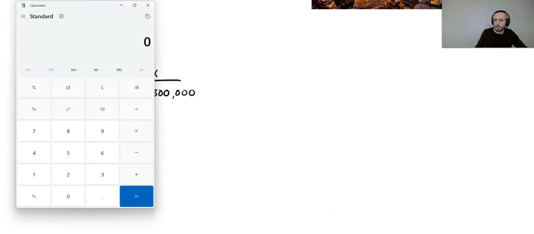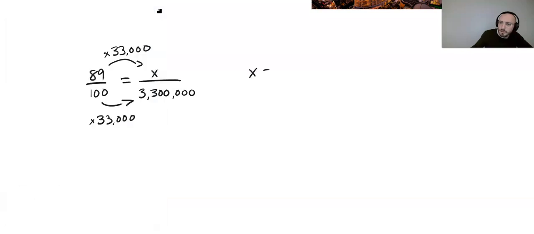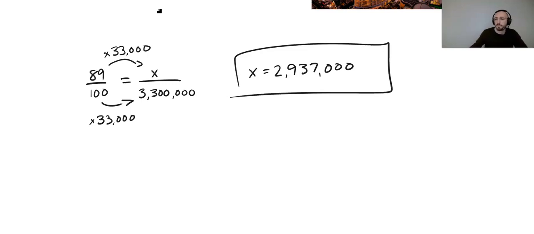So let's do that real quick. 89 times 33,000 gives me 2,937,000. So we know that X equals 2,937,000. So that's how many people living in Dubai are expats. So if this sample is indeed representative of our total population, then we can safely say that approximately 2,937,000 people in Dubai are going to be expats from different countries.